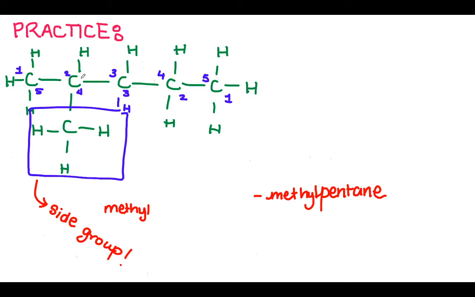So you can see why that can be confusing if we don't have a set rule for how we should name it. The answer is we have to number our longest continuous carbon chain so that our side groups have the lowest number possible. So when I numbered it from right to left, that's actually wrong, so I'm going to cross those out. The only correct numbering is from left to right. So my correct answer is 2-methylpentane. And that is the only correct name for this structure.